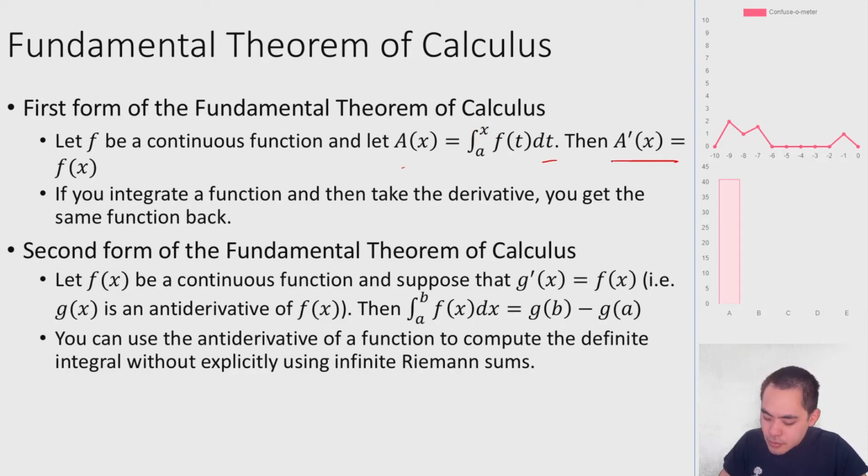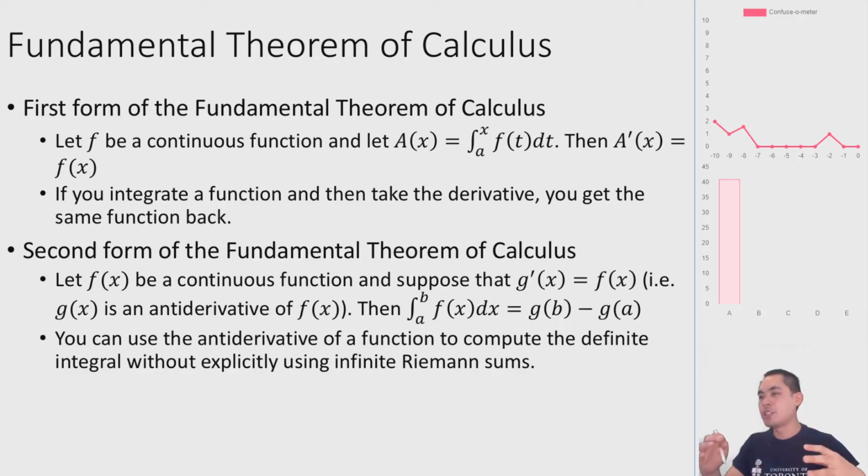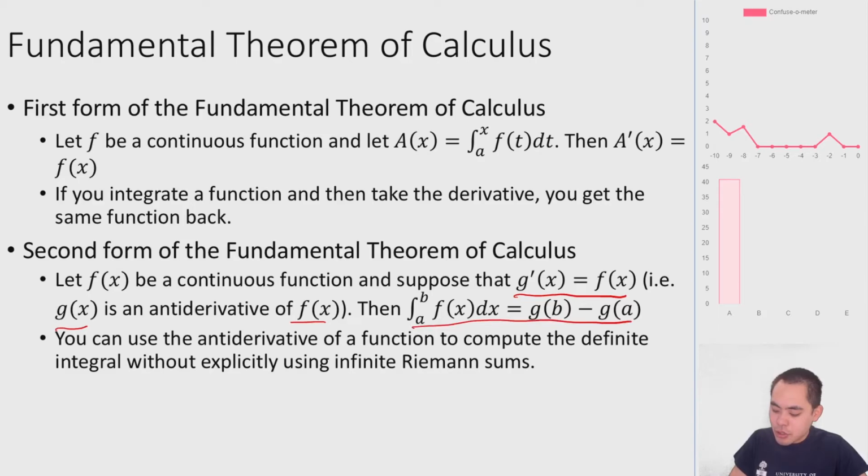So the basic idea here is if we take a definite integral and you take a derivative, you get their opposite actions. So integration is the opposite of differentiation. We also have a second form, which is sometimes a little bit easier to use: if you have a continuous function and you know what the derivative is, so you know that g of x is an antiderivative of f of x, then the definite integral is just equal to the antiderivative evaluated at b minus it evaluated at a.